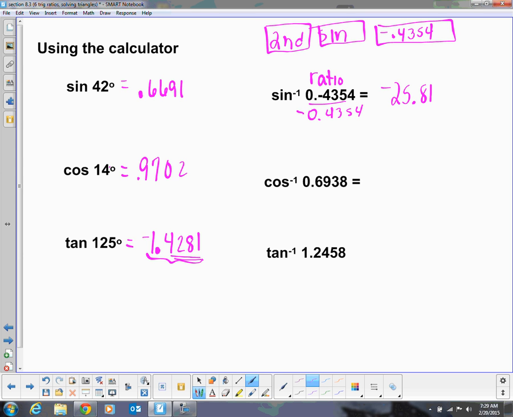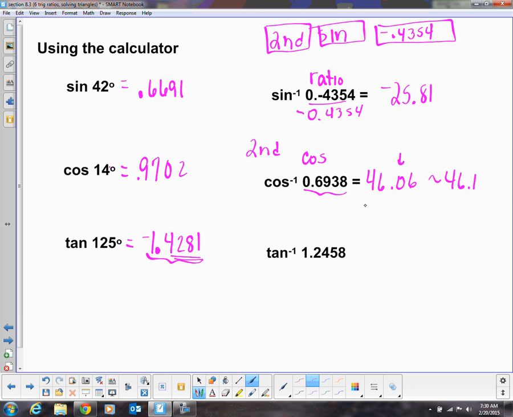All right, so now let's see if you can do cosine inverse. That means you push the second key, then you push cosine, then you type in this number. What do you get? 46.06. I will have you round to the tenths place, so we'll say that's 46.1. Did everybody get that?